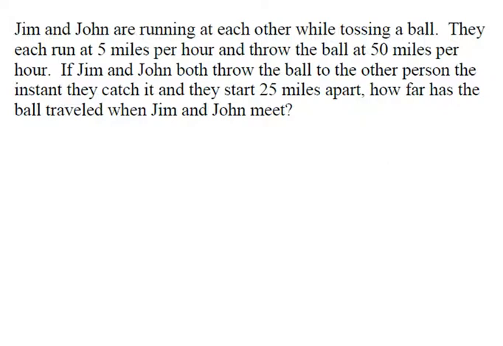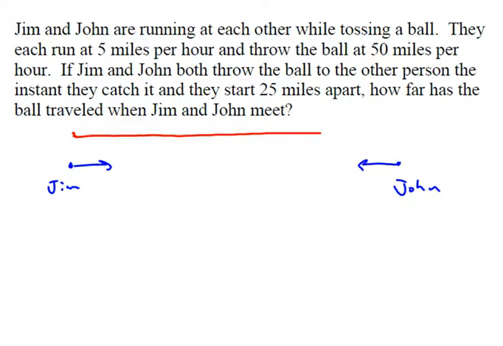So what's happening is you've got Jim and John, and so you've got Jim here and John here, and they are running towards each other. But at the same time, they're throwing this ball, and this ball is going back and forth. And so, if Jim throws it first, then when he throws it, John's going to catch it somewhere, but he's not going to catch it. So from here to here is 25 miles, right?